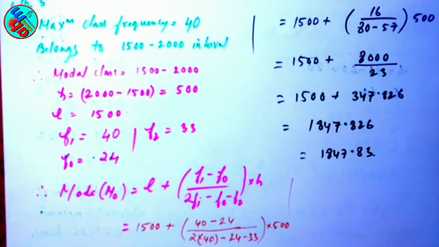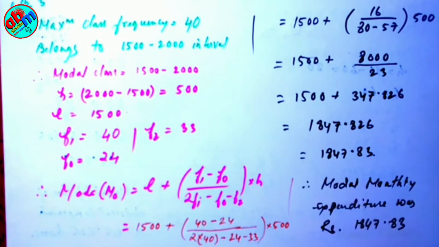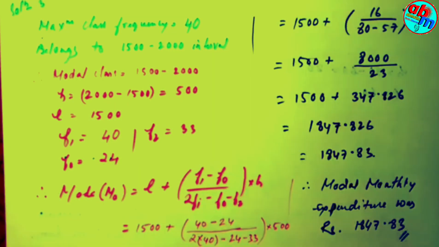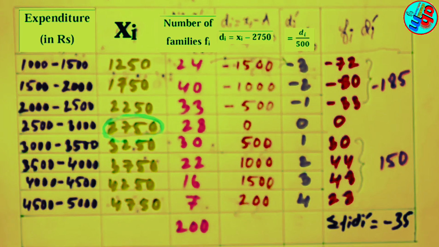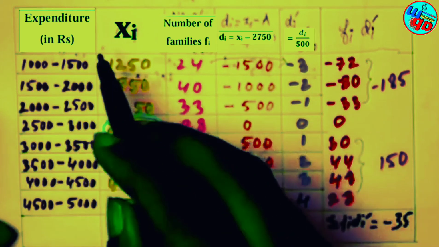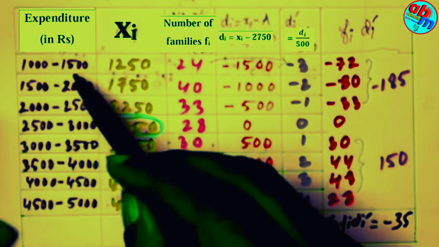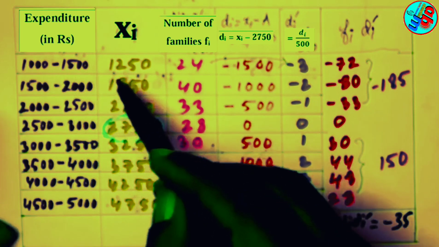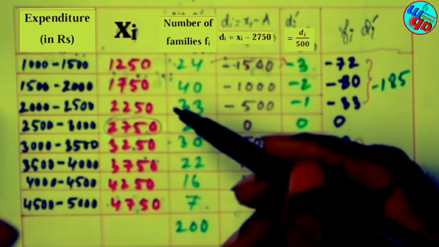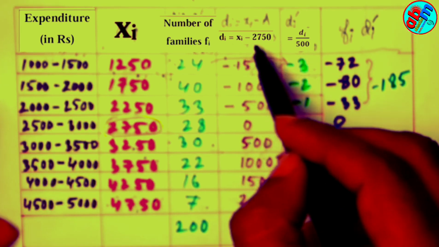Now we have to find the mean. We make a table and find the class marks. We add the limits and divide by 2: 1000 plus 1500 is 2500, divided by 2. The number of families, fi, is given in the question. We get xi minus a, which is xi minus 2750.